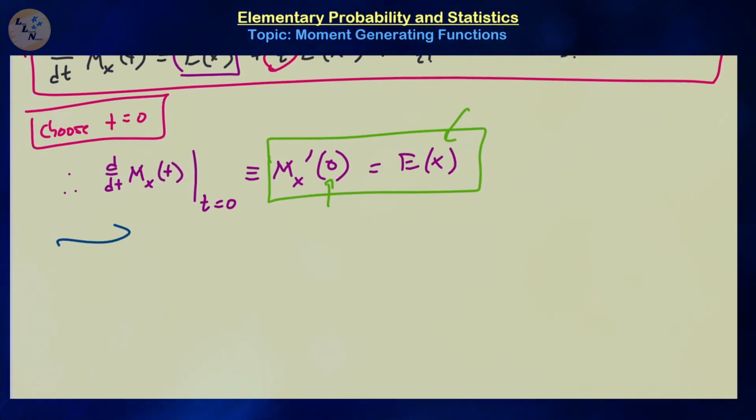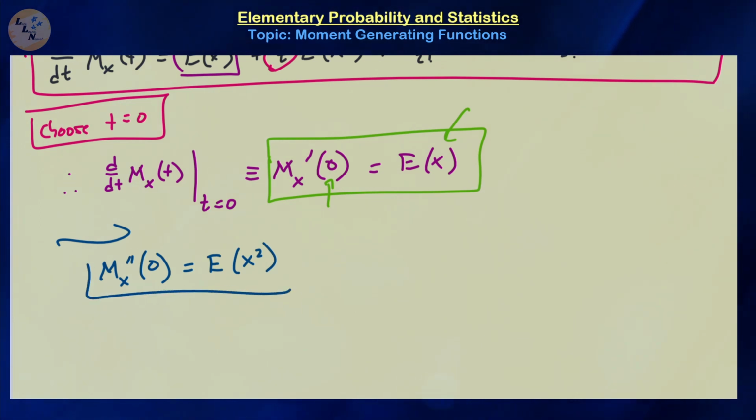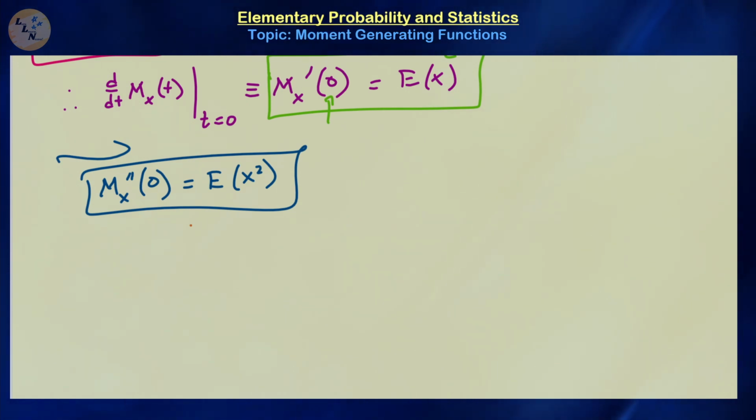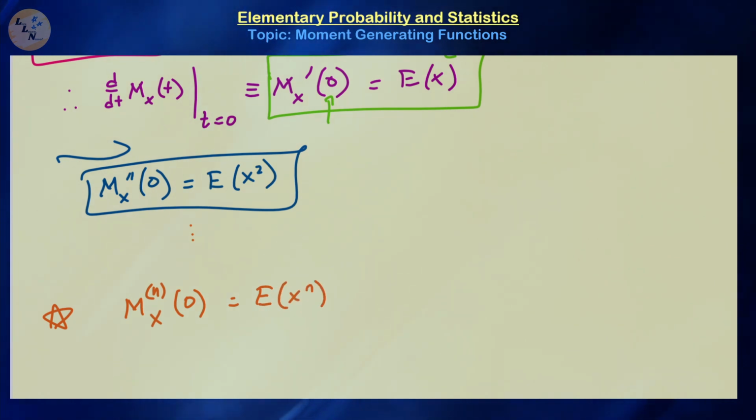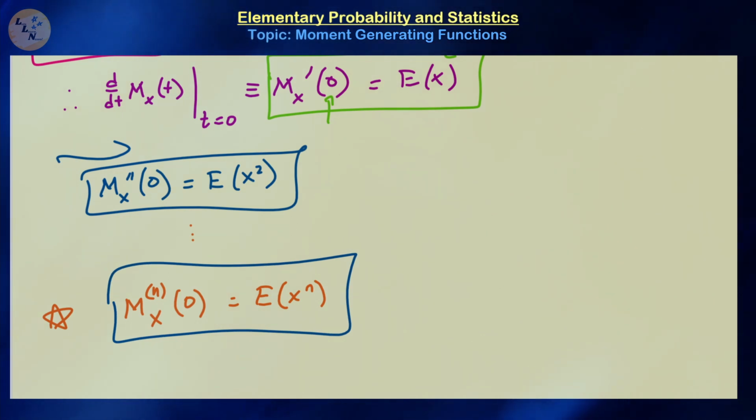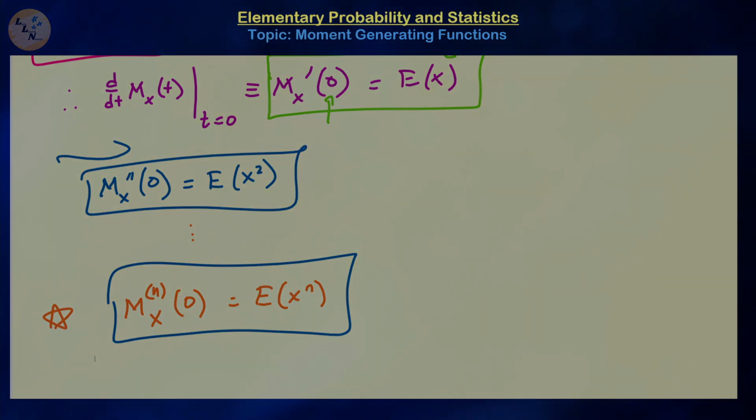Similarly, one can also show that the second derivative evaluated at 0 is going to be equal to the second moment of the random variable. And you can generalize this to any natural number n. Therefore, we get the very beautiful property that the nth derivative of the moment generating function of a random variable X evaluated at 0 is always equal to the nth moment of that random variable. So if you know the moment generating function, you can find practically any moment you want just by finding the nth derivative and evaluating it at 0.